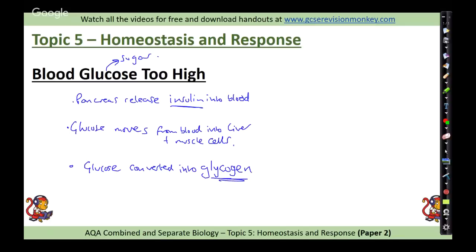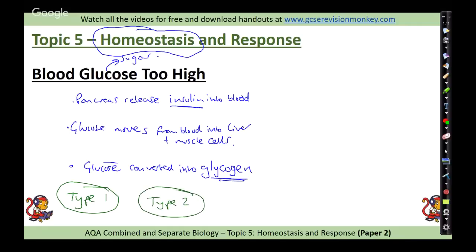So if your blood glucose is too high, we want to maintain homeostasis, a constant internal environment. So our pancreas produces insulin, the glucose moves out of the blood and is converted into glycogen in the liver and muscle cells. Talking about the two types of diabetes that you need to know about, type 1 is the inherited diabetes, and type 2 diabetes is the one that can be brought about in later life because of a number of different risk factors, including poor diet and lack of exercise.